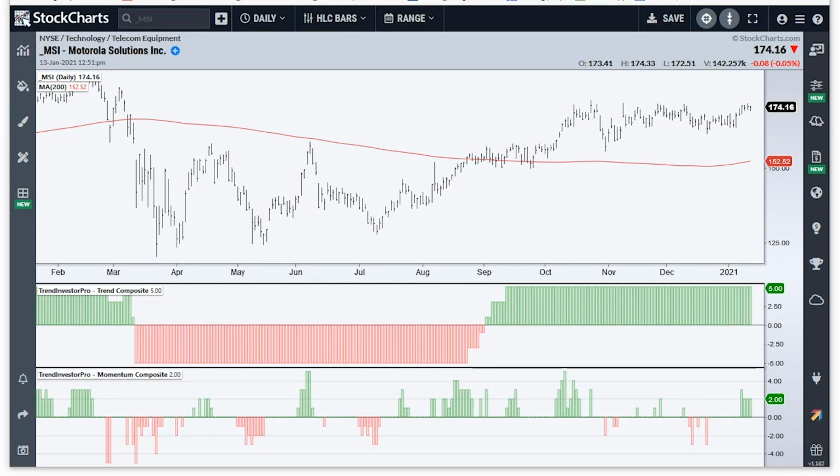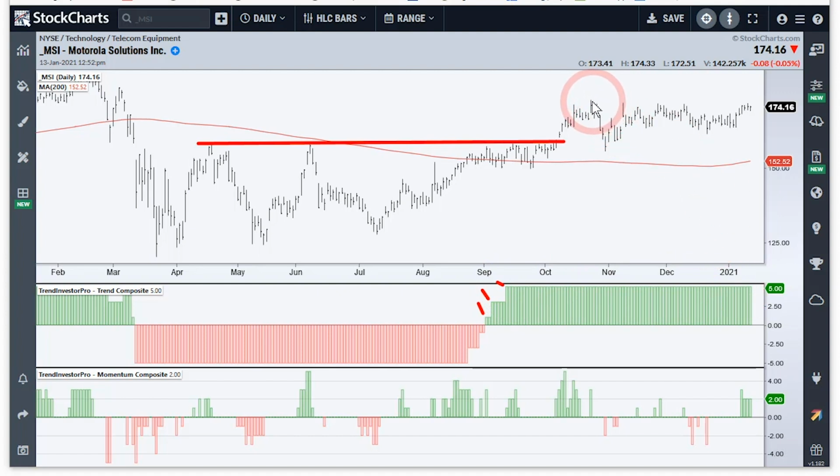And this one here is Motorola Solutions, MSI. What I noticed here is it's got a consolidation after a breakout in an uptrend, and it is breaking out. You can see here the big breakout in October when it broke out above these highs. Just before that, you can see the stair step in the trend composite as it slowly turned from 3 of the 5 bullish to 4 of the 5 to all 5 bullish. All 5 indicators are on bullish trend signals.